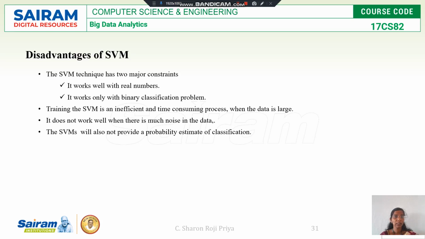Training the SVM is an inefficient and time-consuming process, since when the data is large, training the SVM takes a long time. It does not work well when there is much noise in the data, and SVMs will not provide a probability estimate of classification. These are a few disadvantages of the support vector machine.